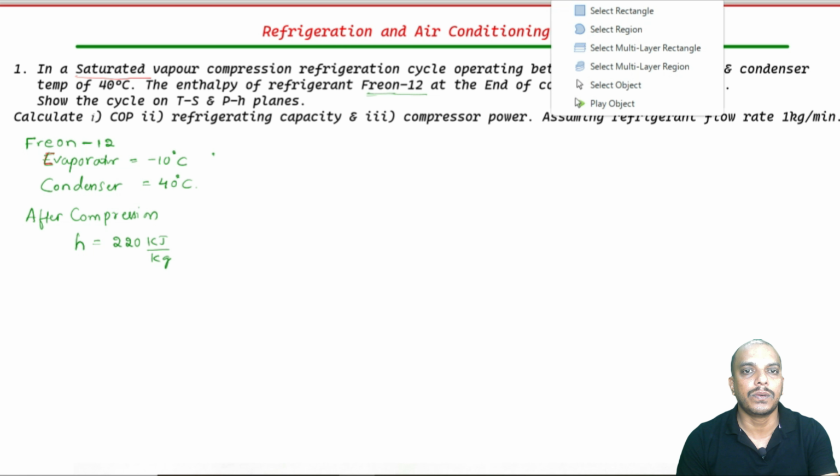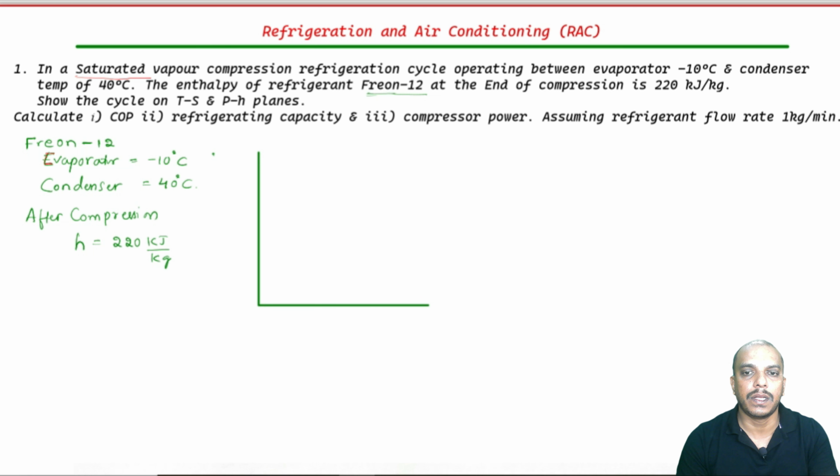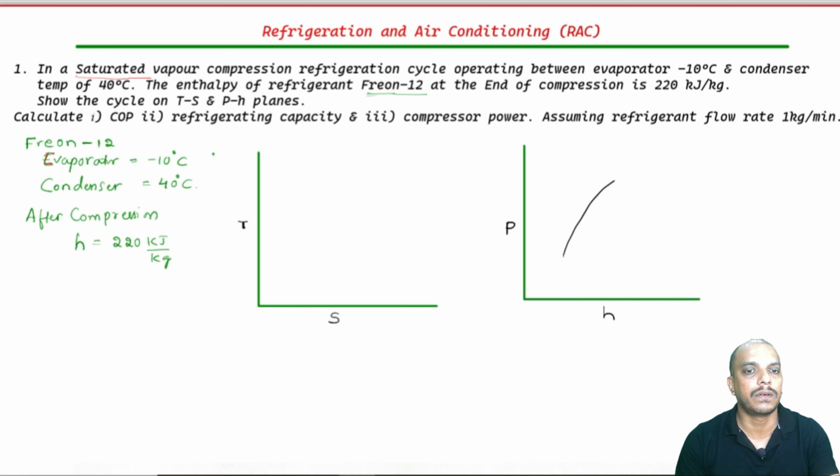So, let us draw these two planes now. So, we will have TS and pH plane, okay. So, one is temperature versus entropy and the other one is pH. We know that both of them will start with vapor dome. pH chart, it will be like this, and TS chart, it will be more like this. Anyhow, so we will start from point 1, that is dry saturated vapor, because it is saturated vapor compression.